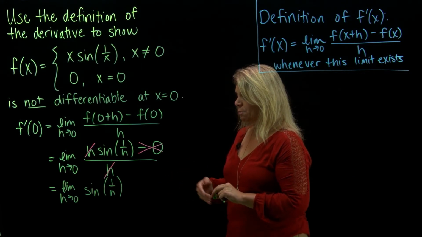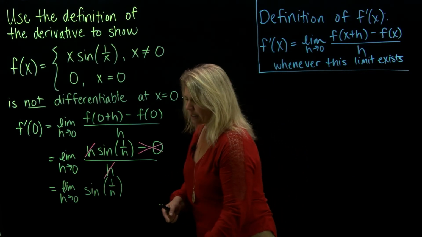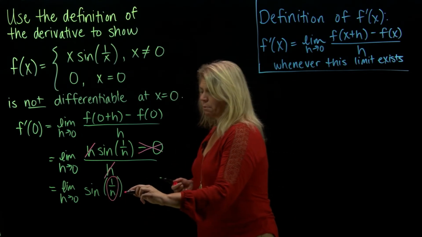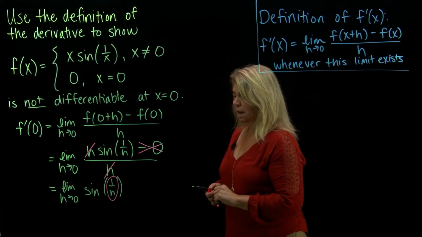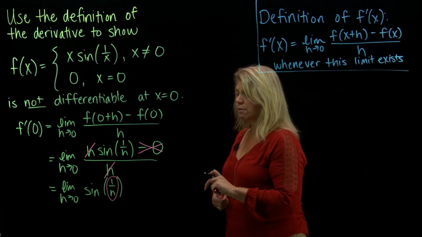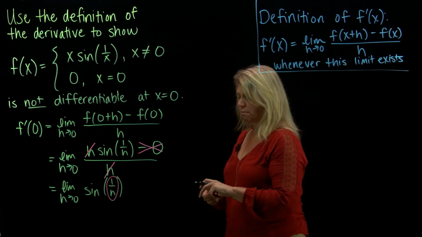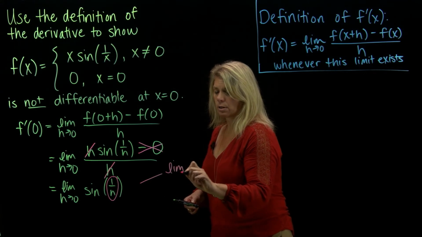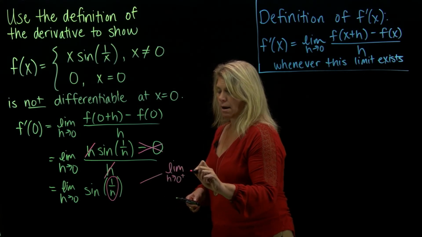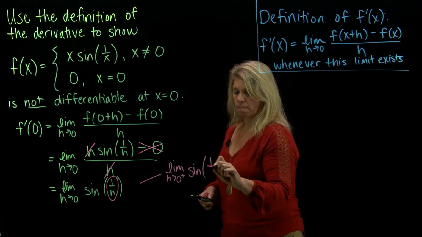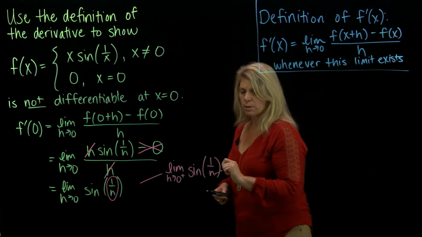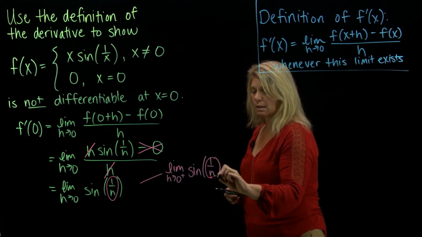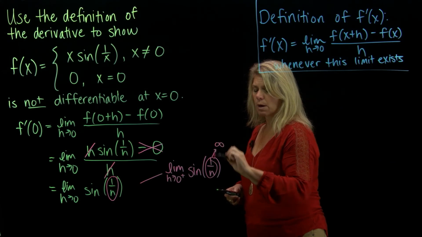All right, so as h approaches 0, this expression inside the sine function will approach different things on either side of h equals 0. So let's consider first of all what happens when h approaches 0 from the right. So let's first of all think about what happens here when I let h approach 0 from the right. All right, so as h approaches 0 from the right, this expression inside will approach positive infinity.